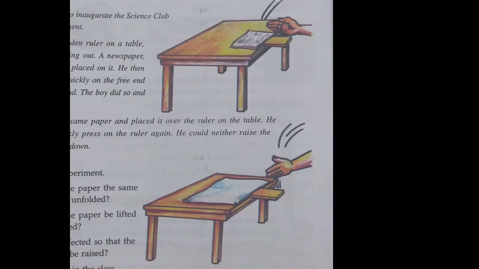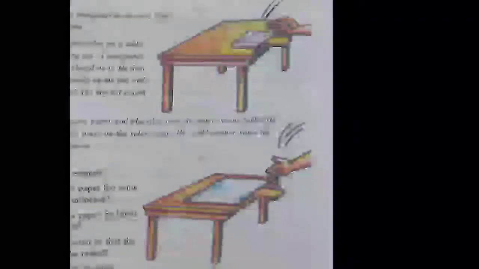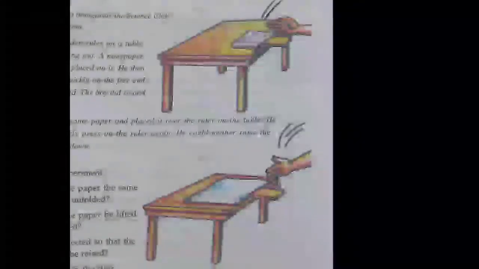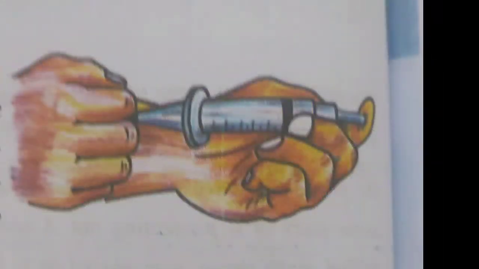Through the first experiment given in the textbook with folded and unfolded newspaper, we understood that air can exert force. Air possesses weight, that's why it exerts force. When the paper is folded, the force of air falls only on a less space. But when the newspaper is unfolded, the force of air falls on a large area.